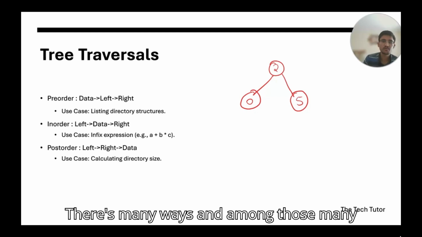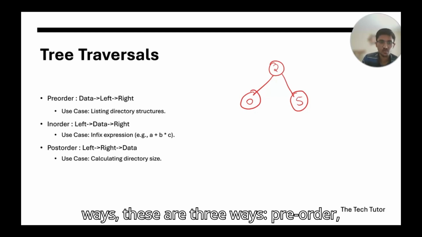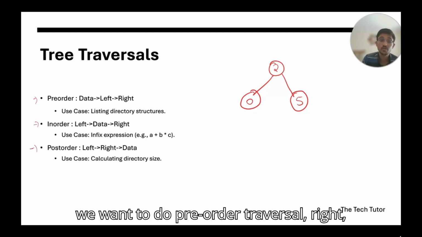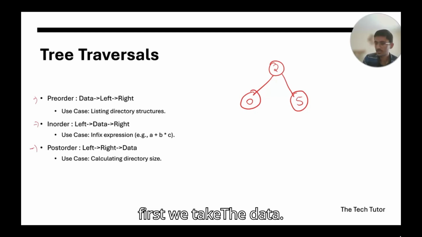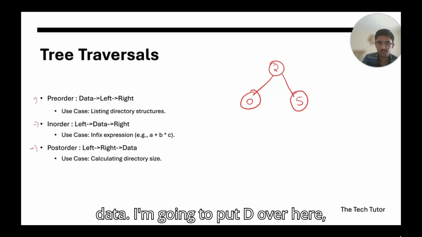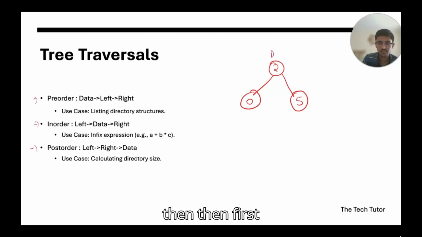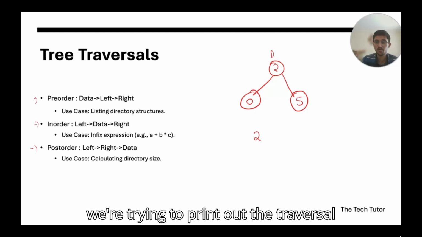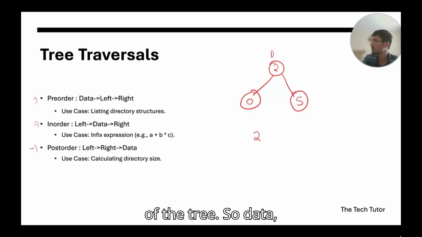There are many ways to traverse a tree, and among those, these are three: pre-order, in-order, and post-order. Now if we want to do pre-order traversal, first we take the data. So I'm going to put D over here. When I say data, that means we're going to print them out. In this case, we're trying to print out the traversal of the tree. So data, then we go left.